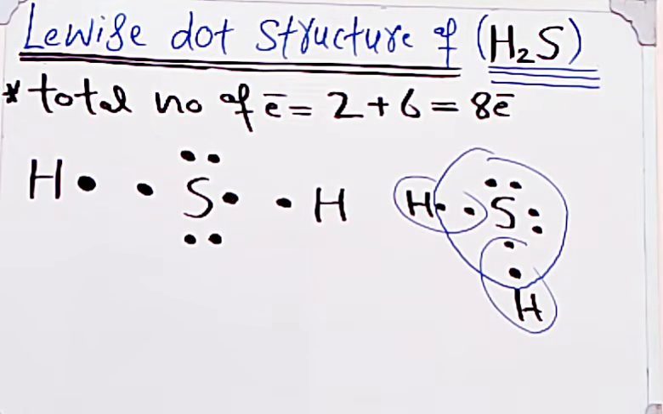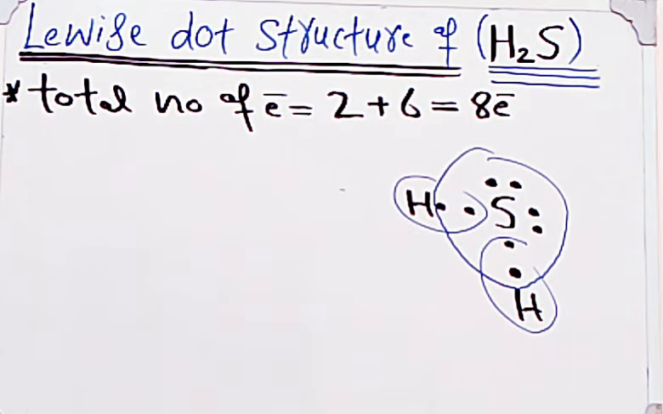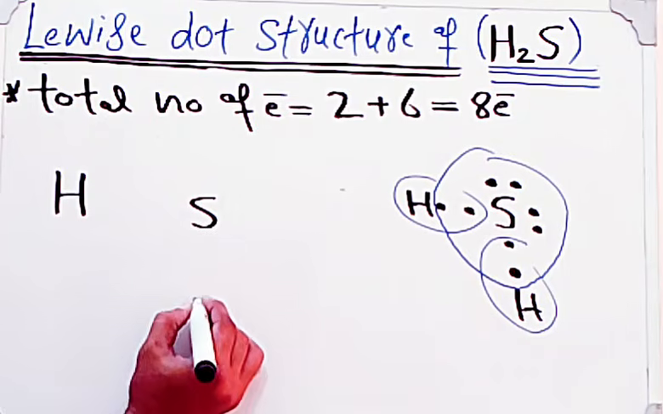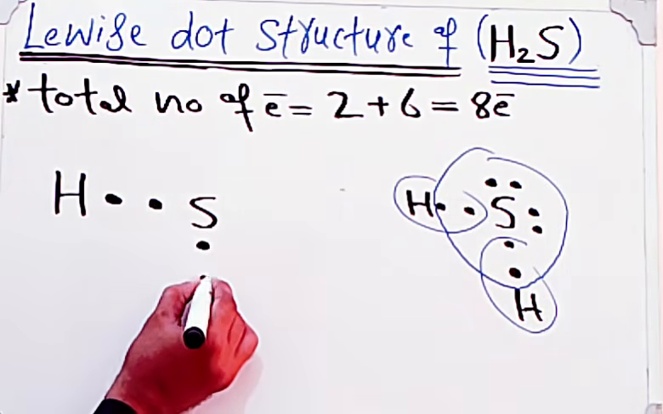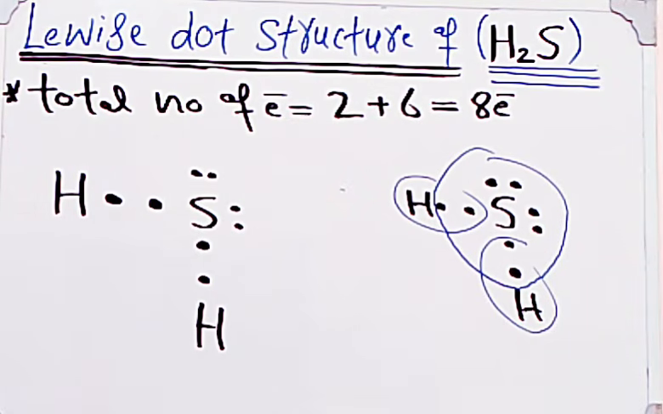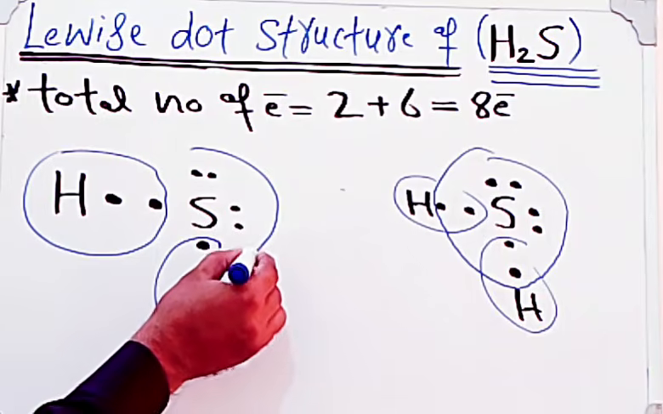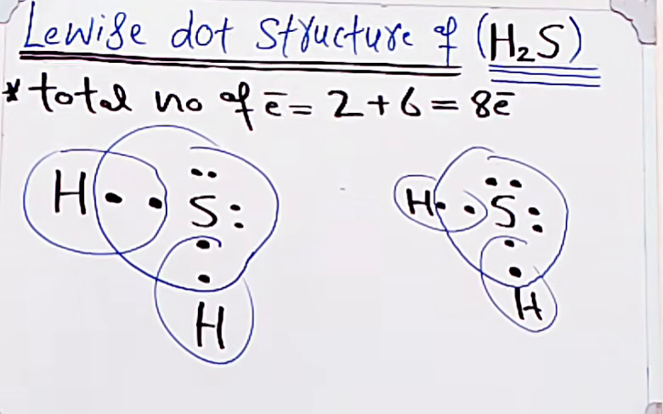Now students, the final structure for H2S becomes like this. Sulfur, hydrogen, hydrogen. A pair of electrons between each hydrogen and sulfur, and 2 pairs exist as lone pairs of electrons. Students, this is the final and best Lewis structure for hydrogen sulfide. Okay, dear students, wish you all the best.